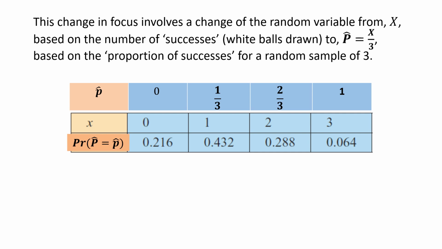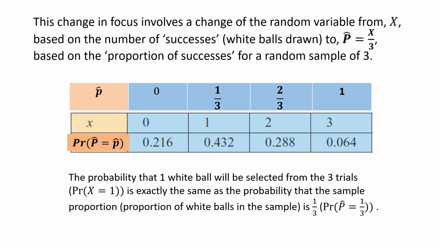Okay, and our notation changes from x being drawn from big X, our random variable X, to lowercase p hat being drawn from the sampling proportion uppercase P hat, and that's it. That's the only difference. So the probability that one white ball is selected from the 3 trials, the probability that X is 1, is exactly the same thing as the probability of P hat being 1/3. So it's hardly any difference at all from what you were doing previously.